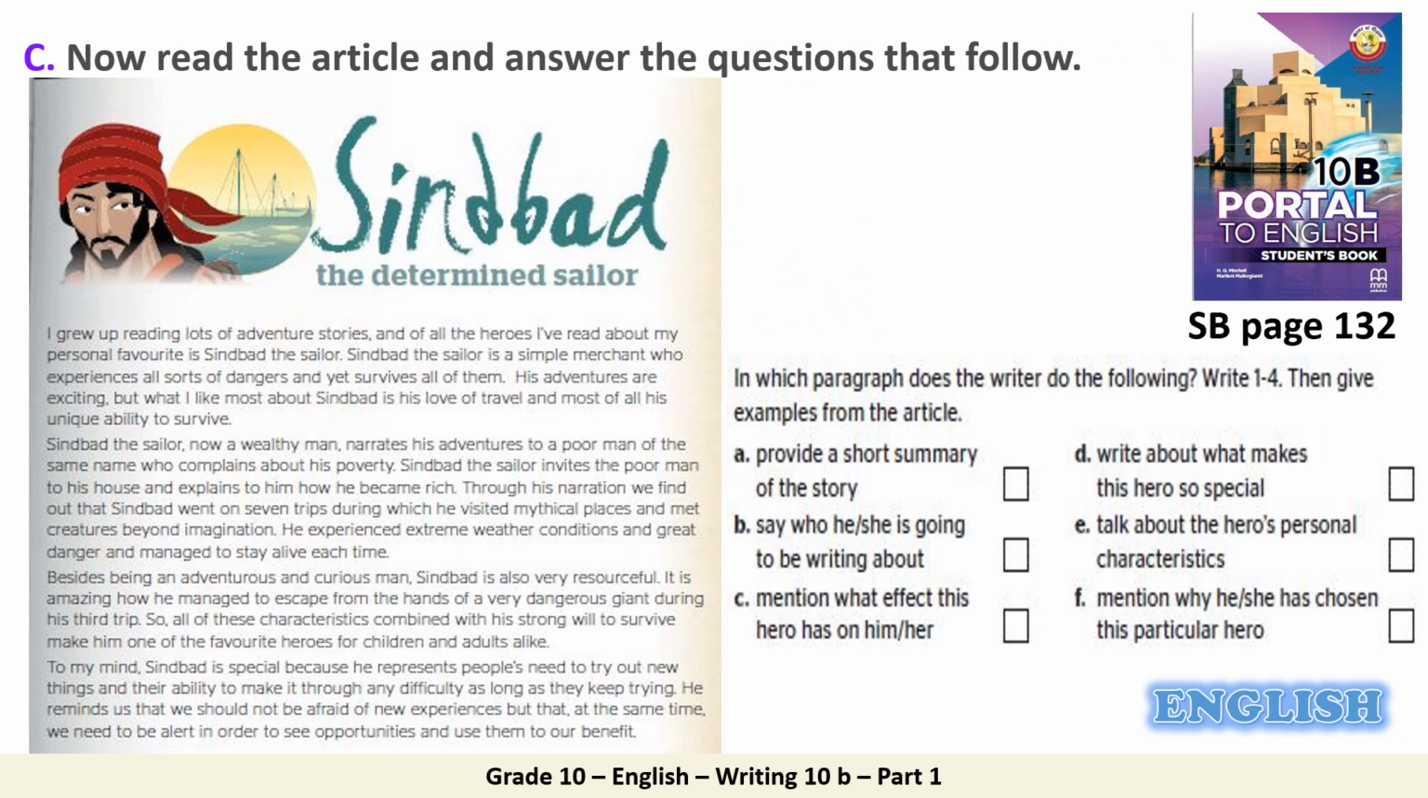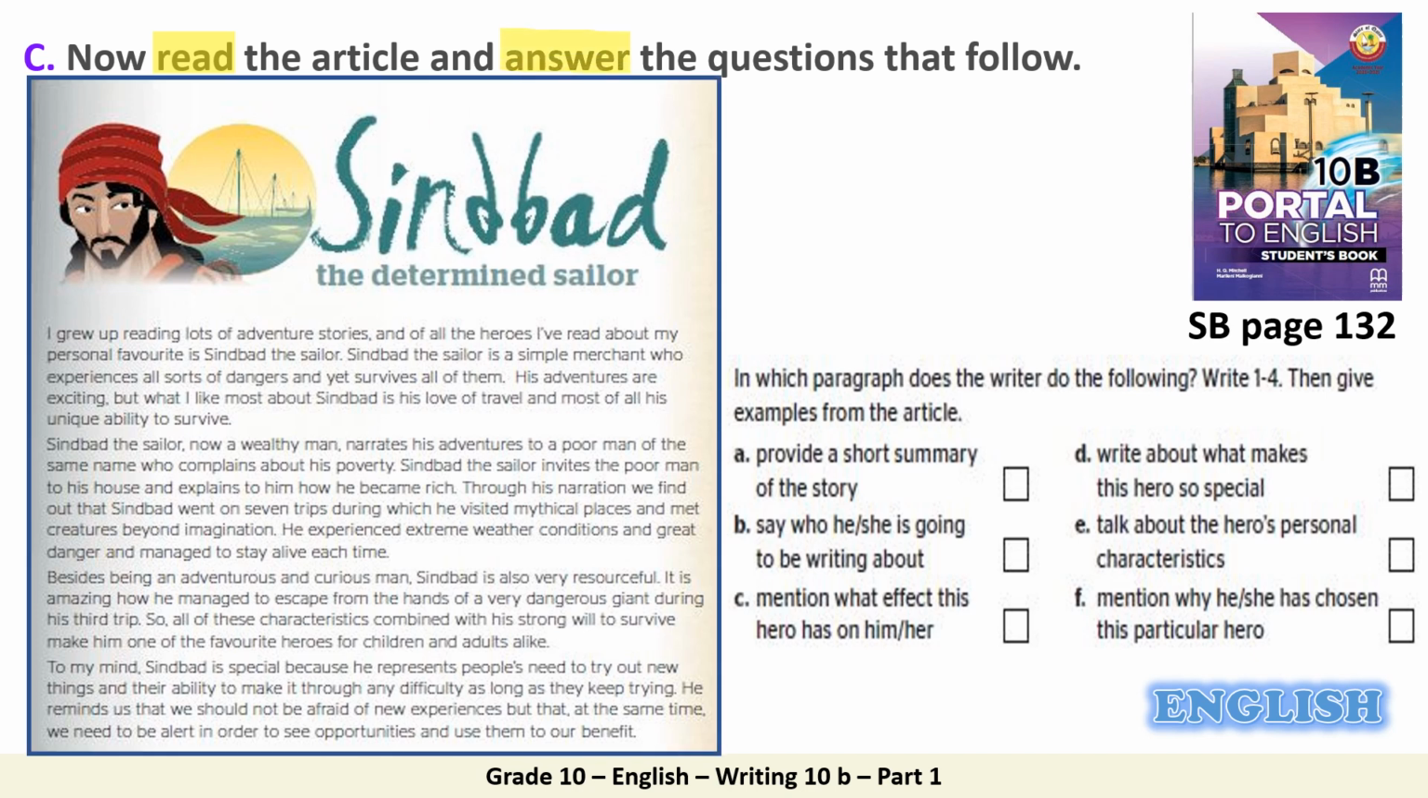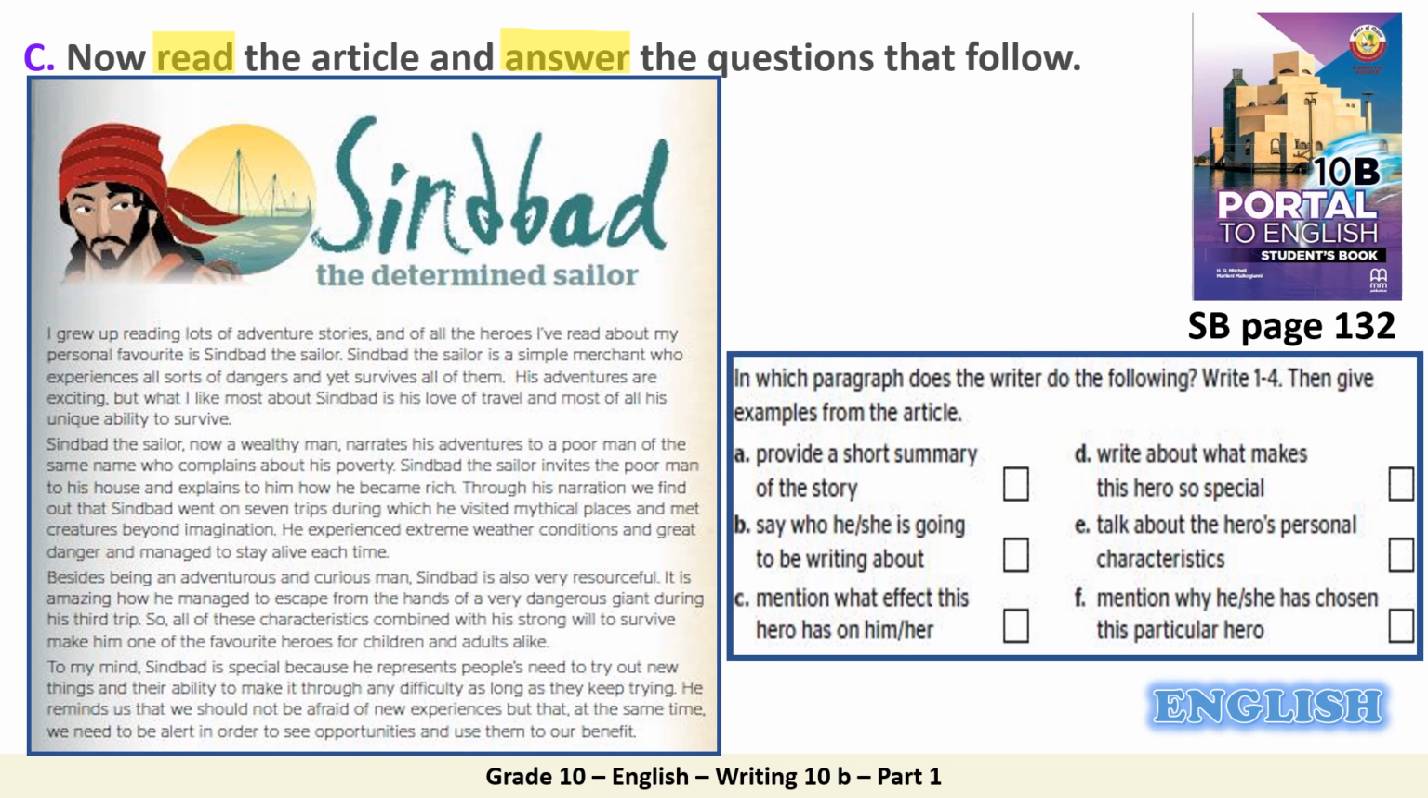Dear students, move on to activity C. Now read the article and answer the questions that follow. So we have an article to read and we have to answer some questions. Let's have a look at the questions. In which paragraph does the writer do the following? Write 1 to 4, then give examples from the article. Okay? So please pause the video and then we will be back to answer the question.